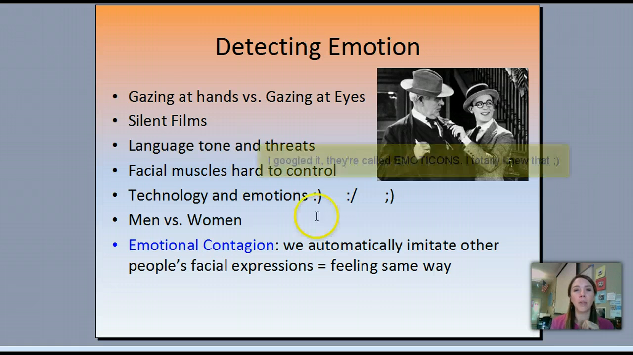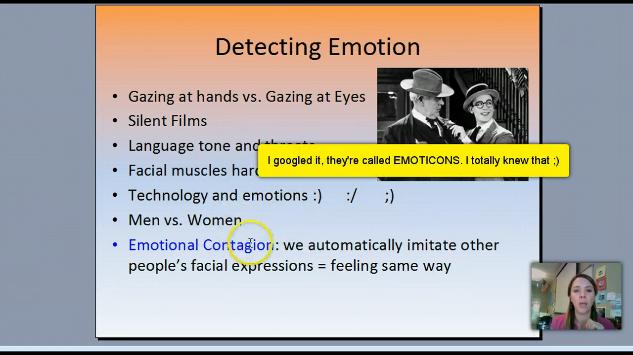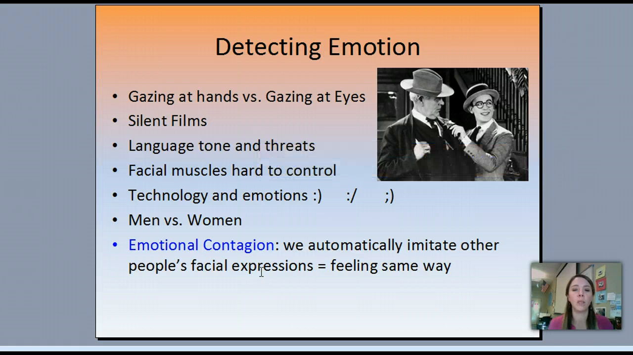Okay, we talked about the difference between men versus women. And now the last vocab word for this slide, emotional contagion, refers to the term or the experiment that was done showing that when someone is talking to us in an excited voice, or someone's really sad, or someone's angry, we automatically, without thinking about it, tend to imitate other people's facial expressions.